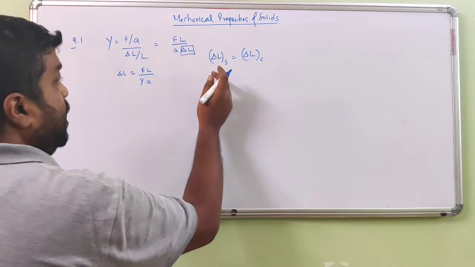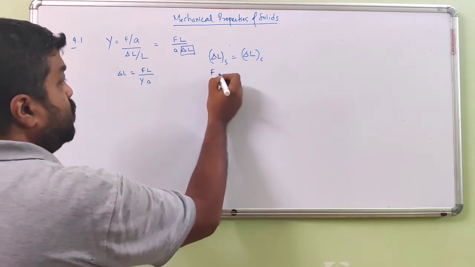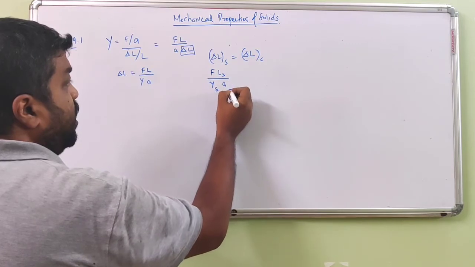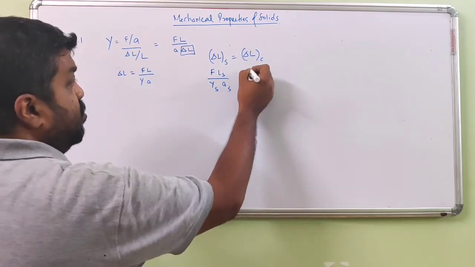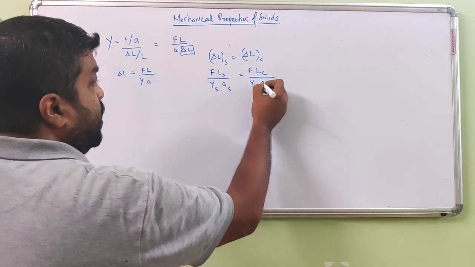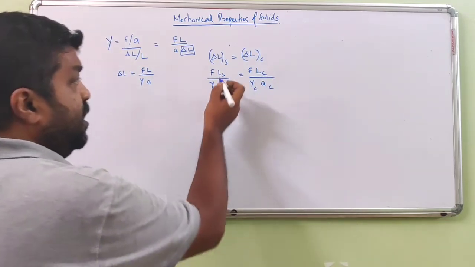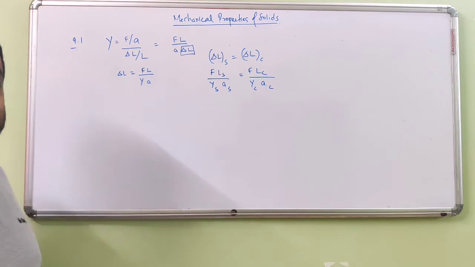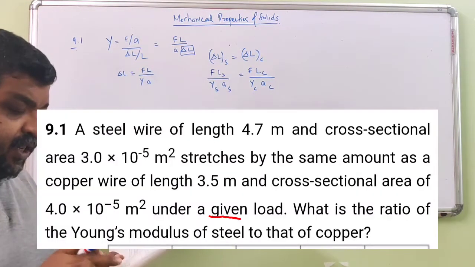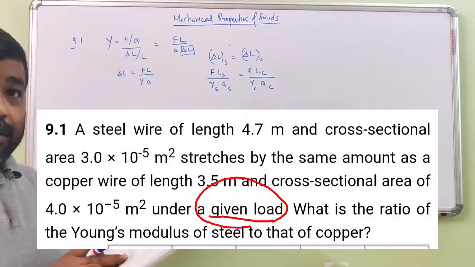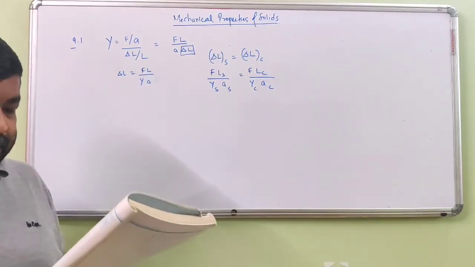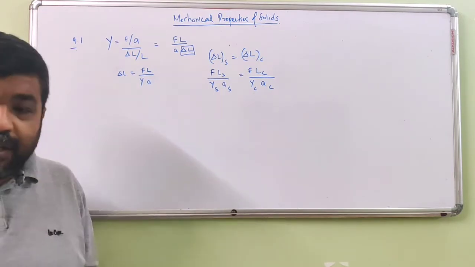So delta L of steel means force, length of steel wire, divided by Young's modulus of steel wire, area of steel wire, is equal to force, length of copper wire, divided by Young's modulus of copper wire, area of copper wire. Now both sides I have written F because both the wires are stretched under a given load, which means the load given to both the wires is the same. So we need to find the ratio of the Young's modulus.